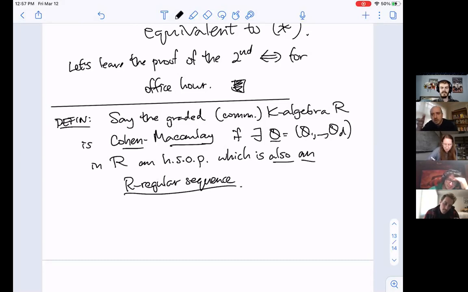In other words, theta 1 is a non-zero divisor, mod out by it, and theta 2 is a non-zero divisor, dot, dot, dot, all the way down. Or the whole thing, R itself, is a free module over the polynomial subalgebra that theta 1 through theta d generate. It will force them to generate a polynomial subalgebra. They will be forced to be algebraically independent because they're a system of parameters. We already said that back with systems of parameters.